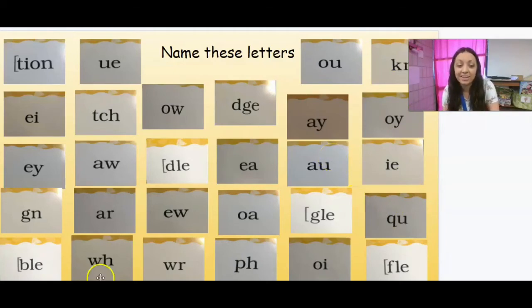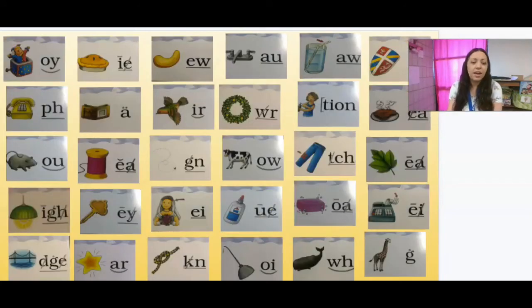How about here? Digraph AU, very good. Then down here, ghost digraph TN. Good job. How about down here? Final syllable GLE. Right here, ghost digraph WR. How about here? Trigraph DGE. Very good. All right, we are going to go ahead and do our letter sounds because that's the trickier part of it, okay? Are you ready?